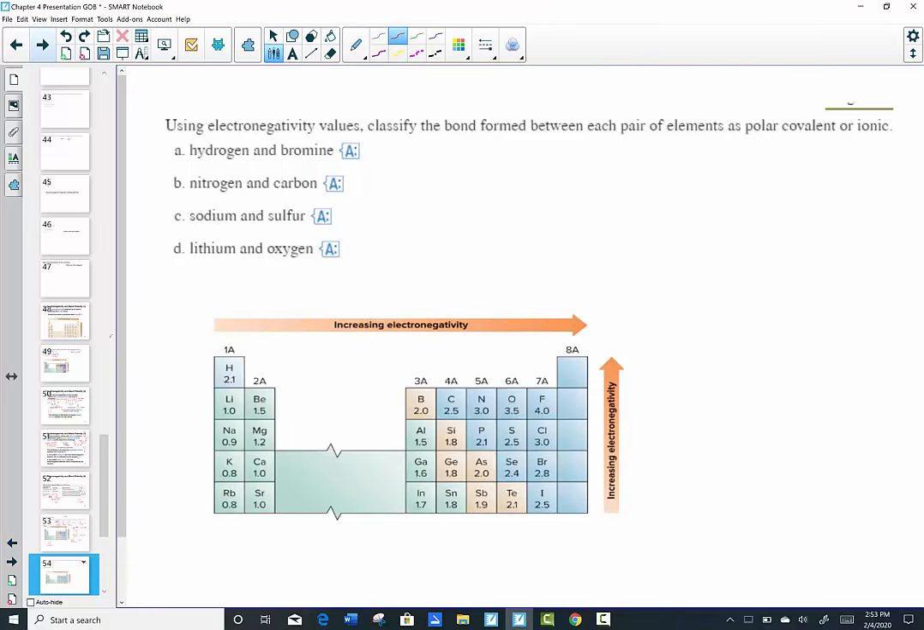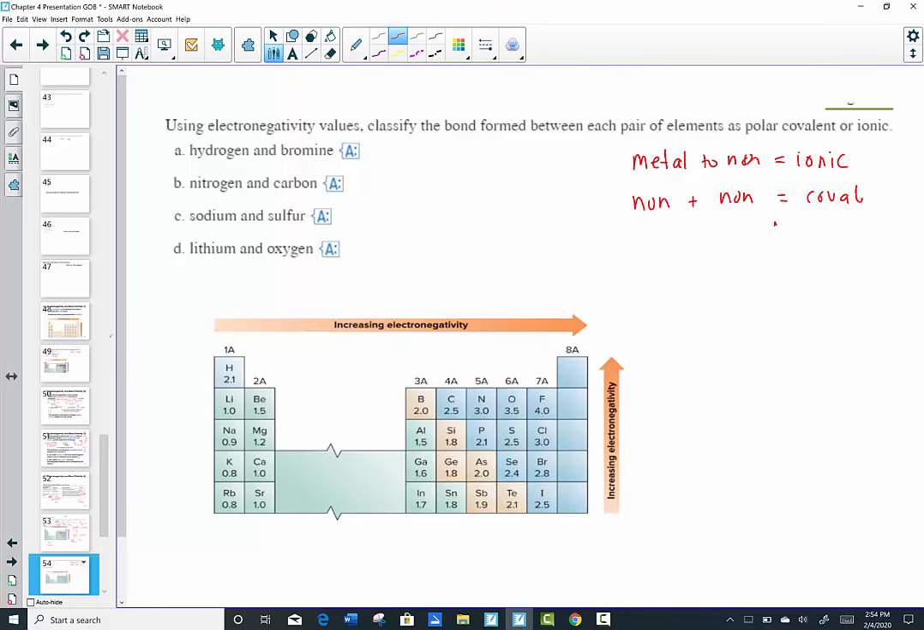Try these on your own. Will they be a pair of elements as polar covalent or ionic? Now I know it says using electronegativity values, but you can just rely on the chart and what we know: metal to nonmetal, ionic. Nonmetal to nonmetal, covalent.